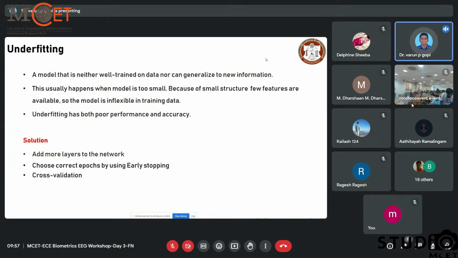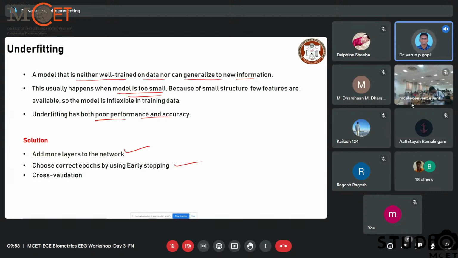Second is underfitting. So a model that neither is well trained on the data nor can generalize to new information. In overfitting, we can see that training accuracy will be good, but validation accuracy is low. But in underfitting, training and validation accuracy are both poor. Usually it happens when the model is too small, or you may have less amount of data. So underfitting has both poor performance and accuracy, and the solution is to add more layers to the network.